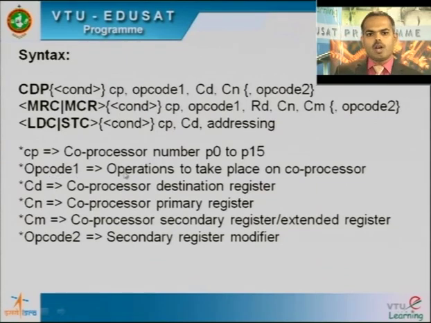Opcode 1 is the operation to take place on a coprocessor. This opcode 1 is indicated by the processor core to the coprocessor, saying this is the operation that the coprocessor has to do. CD is a coprocessor destination register, CN is a coprocessor primary register, CM is a coprocessor secondary register, sometimes also called an extended register.